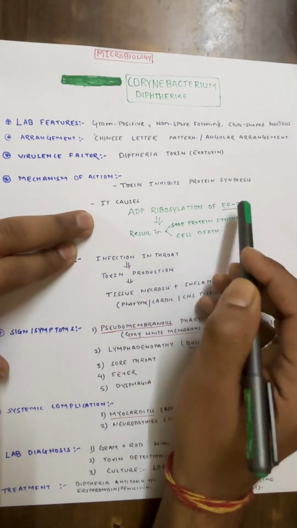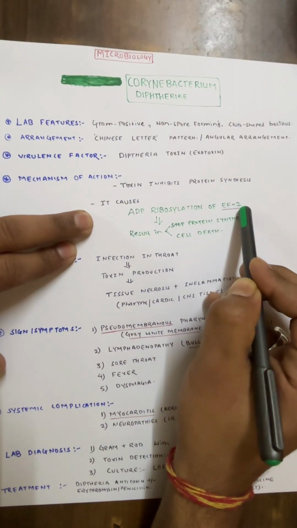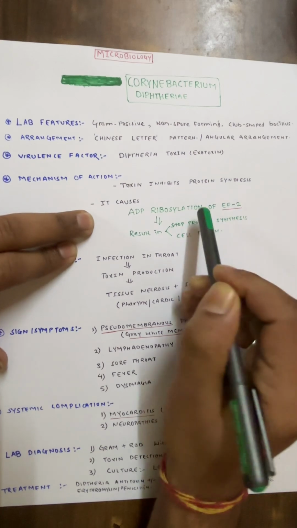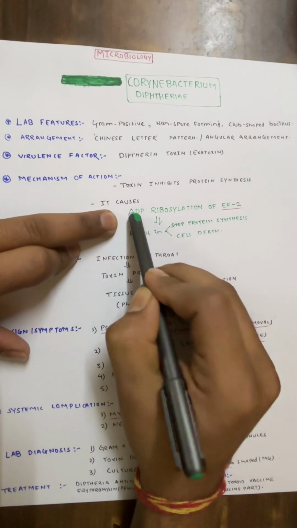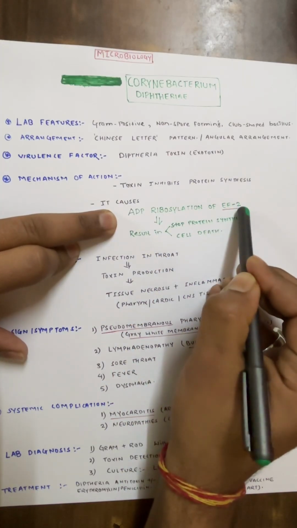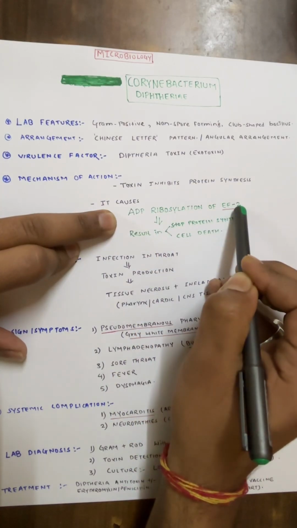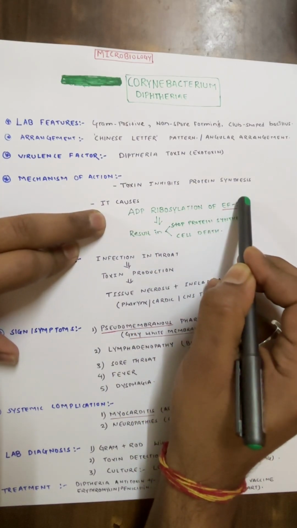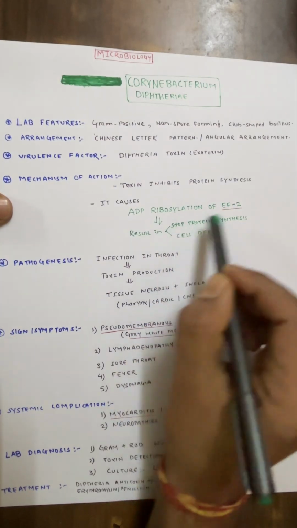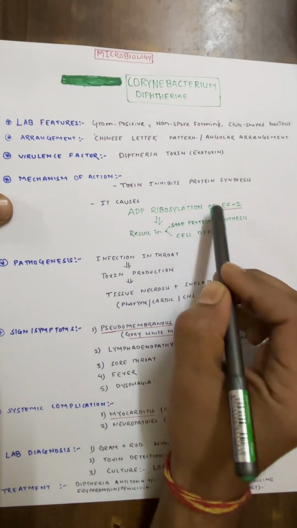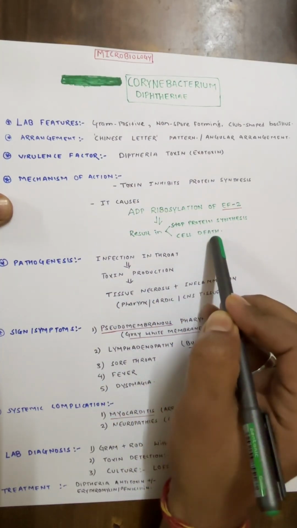There is a protein called elongation factor 2. It helps in translation, that is, protein synthesis. But ADP ribosylation occurs on this protein. It means ADP ribose is added to elongation factor 2. After adding ADP ribose to elongation factor 2, it becomes ineffective. When it becomes ineffective, there will be no protein synthesis. This is how this bacteria inhibits protein synthesis, resulting in stopped protein synthesis and cell death.